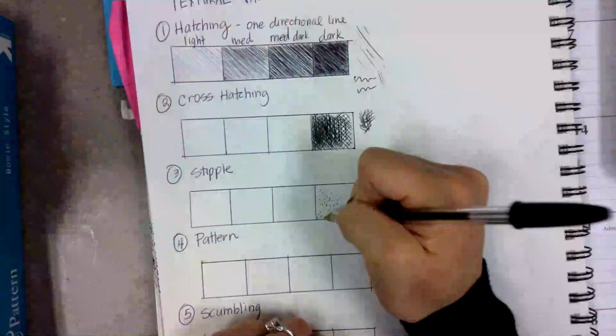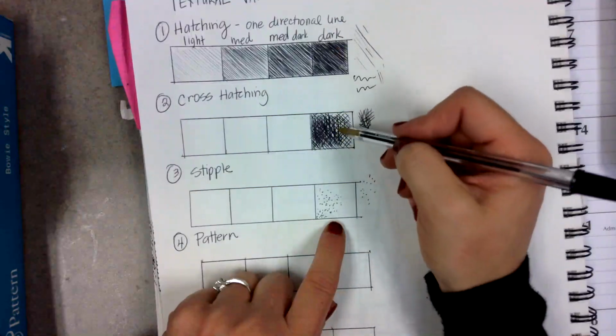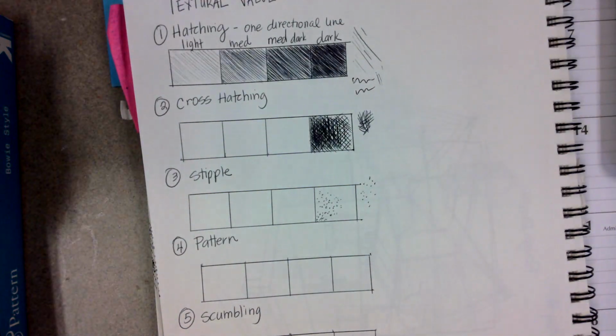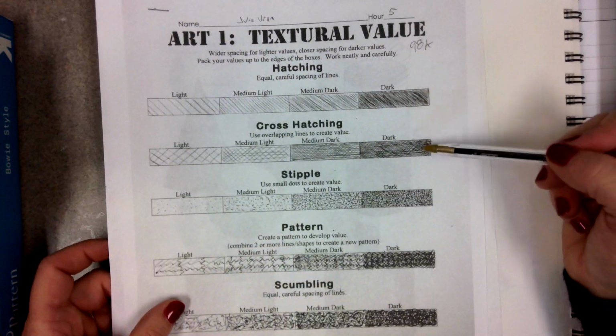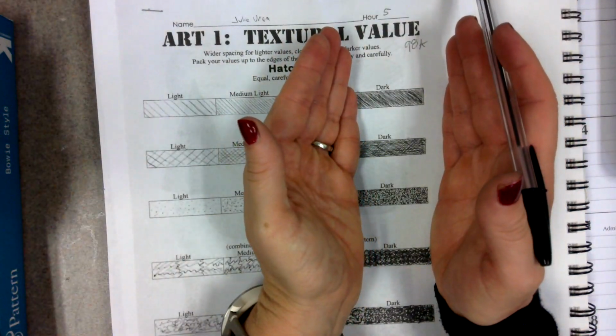You're going to create a dark value in stipple, and you want it to match these two values. So if I look straight down in this row, those values should match. So if I look here, I have dark, dark, dark, dark, dark. If I look down that row, they're all about the same value.